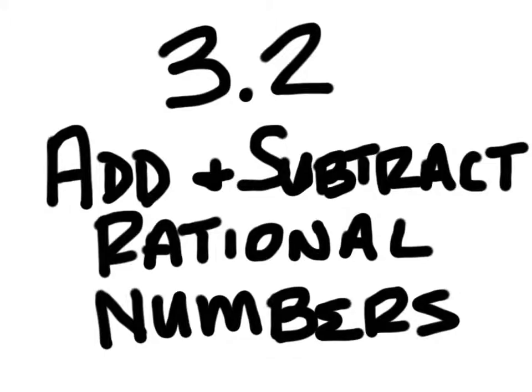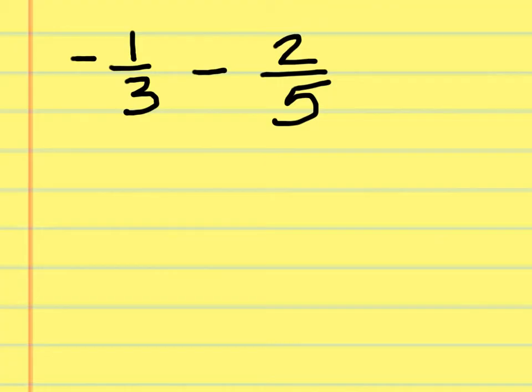Add and subtract rational numbers. Most of it will be mixed numbers, improper fractions that you have to add or subtract. Could be positive or negative. Here are some examples. A negative 1/3 minus 2/5. You're going to have to get a common denominator, and you cannot use a calculator on this.